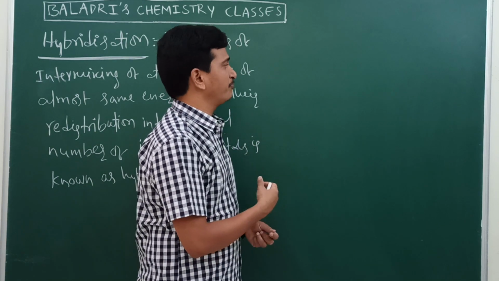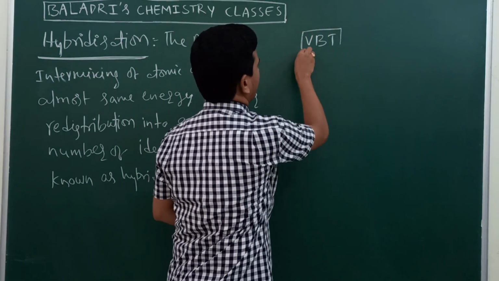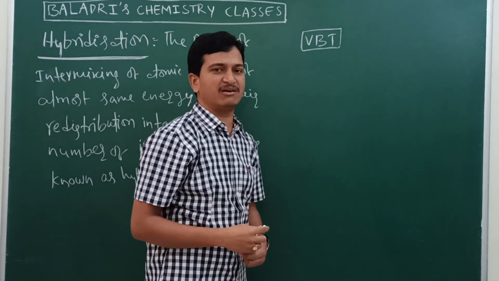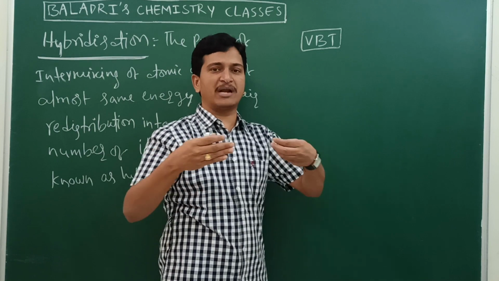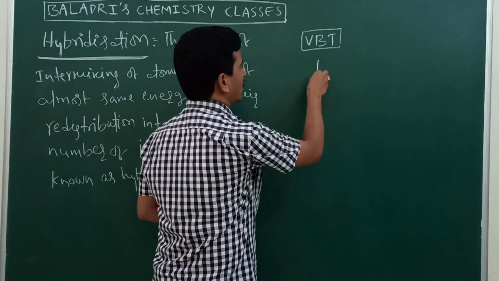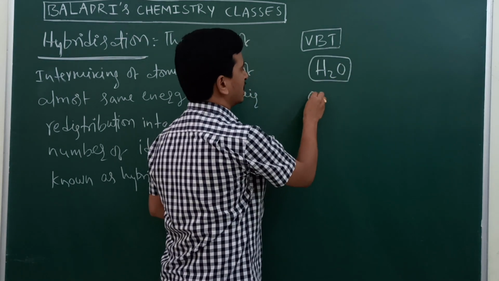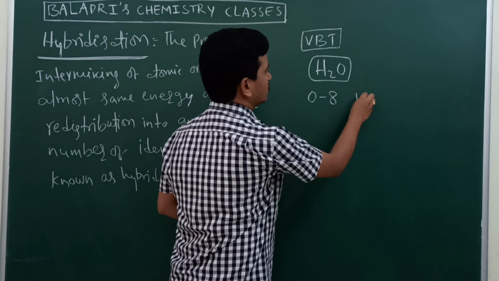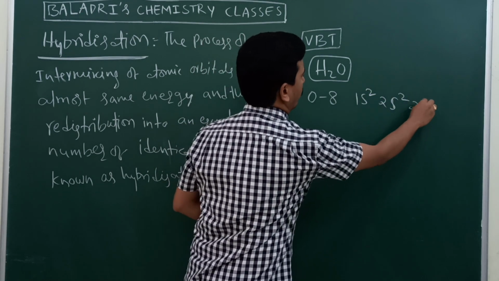Okay, now see the board. Here I am not going to write in detail about valence bond theory. Briefly we will discuss the drawback of this theory. According to this theory, atomic orbitals undergo overlapping to form a covalent bond. Let me explain the formation of a water molecule according to valence bond theory. Oxygen's atomic number is 8. Its electronic configuration is 1s2, 2s2 and 2p4.